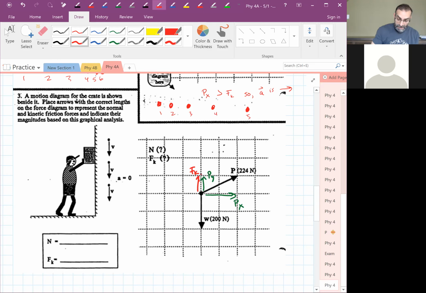What is that? 100? And our normal force has to balance the horizontal force in the other direction, 200.